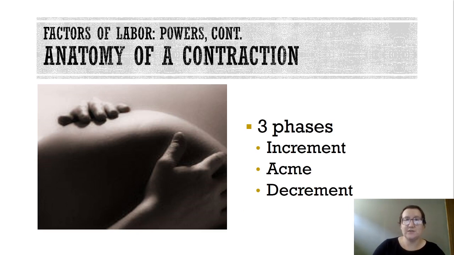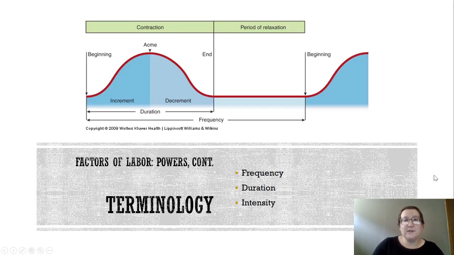Breakfast gets changed. So when we're talking about a contraction as well, we're talking about different parts of a contraction. We have the increment, the acme, and the decrement. The increment is the building up, the acme is the peak, and the decrement is the relaxation. This is another way of looking at it here. If you can imagine, it looks similar to a pregnant belly. That was the point of the picture prior to that. So we have a beginning, it's going to get worse, and then we've got the end.